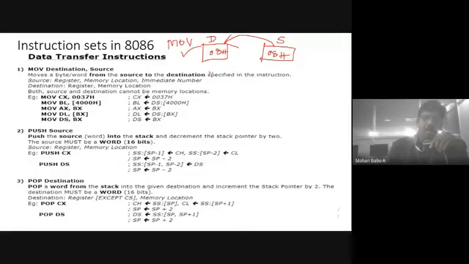See here, the source must be a register, or it may be a memory location, or it may be an immediate number. It may be data. But the destination must be a register or memory location. It cannot be data. Okay. For example, MOV CX, 0037H. So what will this instruction do?